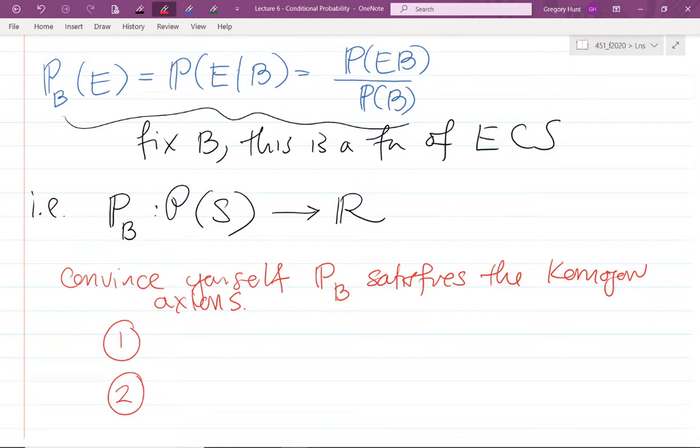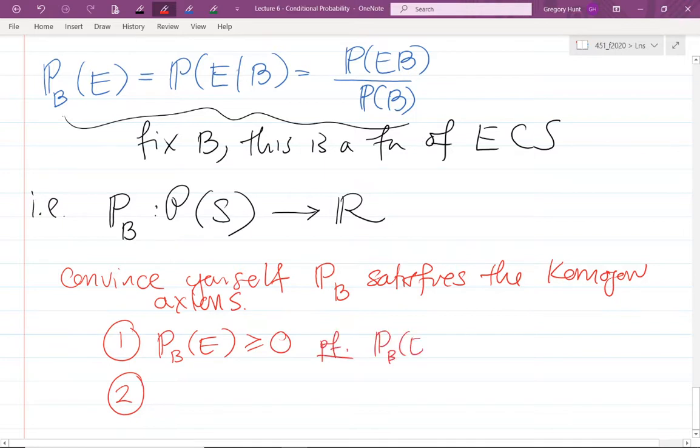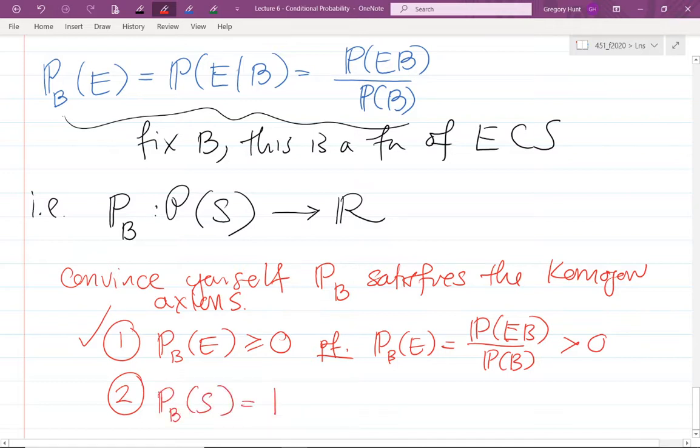What's our first Kolmogorov axiom? First Kolmogorov axiom is positivity, non-negativity of the probability measure, so it should be that P sub B of any event E is bigger than or equal to zero. Can I prove that? Well, P sub B of E is, by definition, P of EB over P of B. That's certainly positive. Both the numerator is positive, it's some probability, and the denominator is positive, it's some other probability.